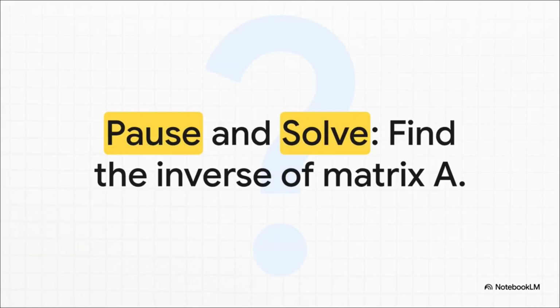Time to test your scaffolding again. Pause the explainer here, calculate the determinant of this 2 by 2 matrix first, and then apply that adjoint formula to find the inverse. You've got this.